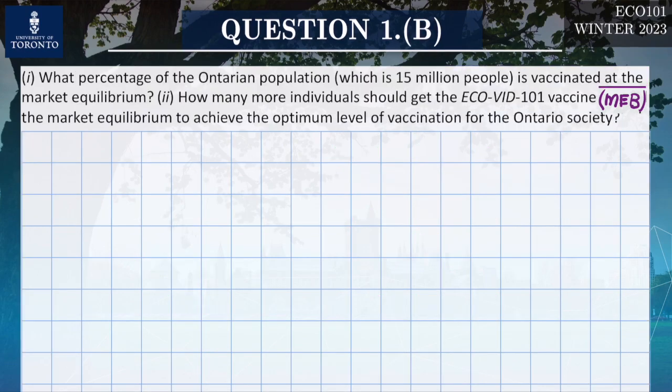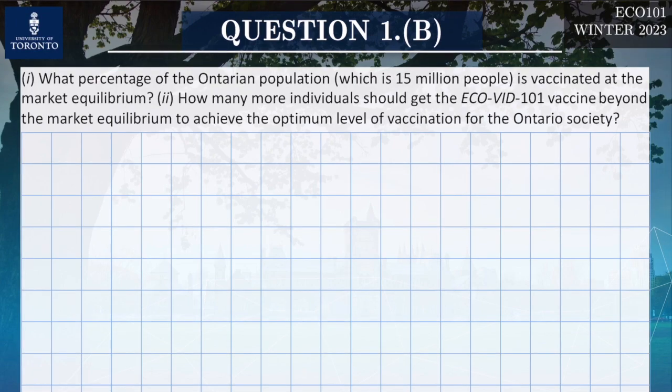Let's go to part B. All right, so now that we have all of those functions, we can use them to find the equilibrium and the optimum level of vaccination, which is this question in here. First one asks what percentage of the population, which is 50 million people, is vaccinated at the market equilibrium. And the second one asks how many more individuals should receive the vaccine beyond this market equilibrium to achieve the optimum level of vaccination for the entire society.